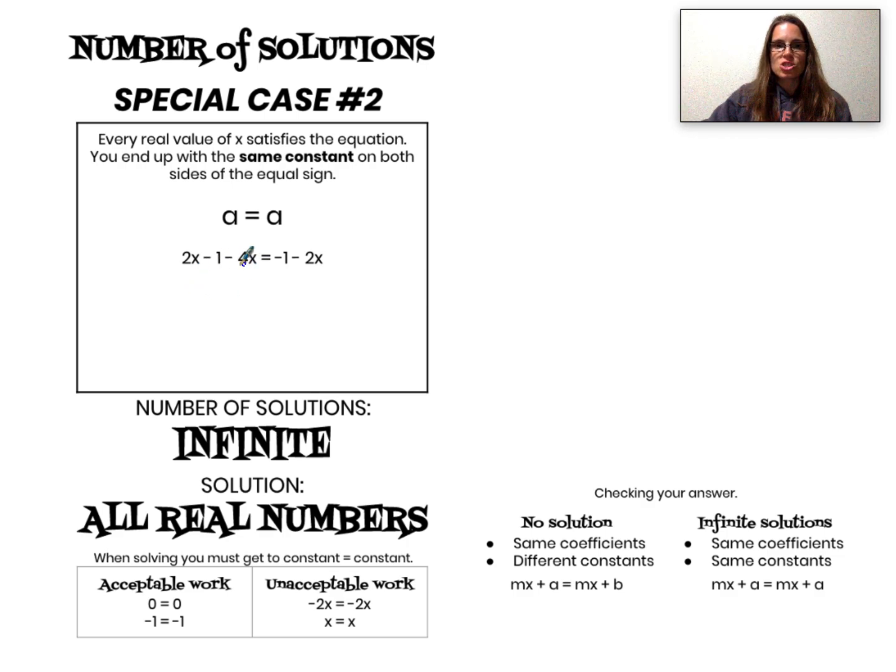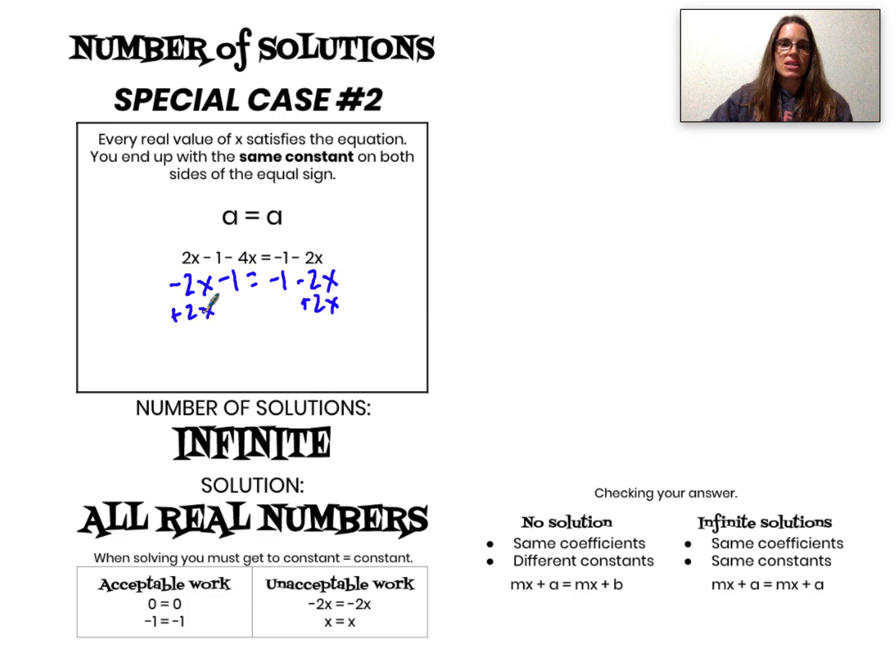First step is to simplify the left-hand side. Negative 2x minus 1 equals negative 1 minus 2x. Next, I move my variable term. So I add 2x to both sides. Again, in this case, there is no other option. To move this guy, I add 2x. To move this guy, I add 2x.